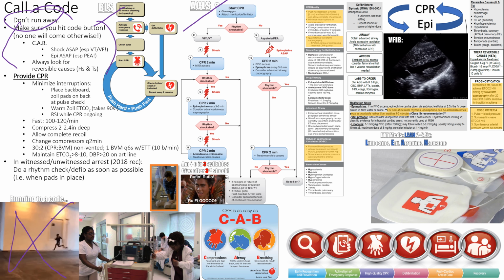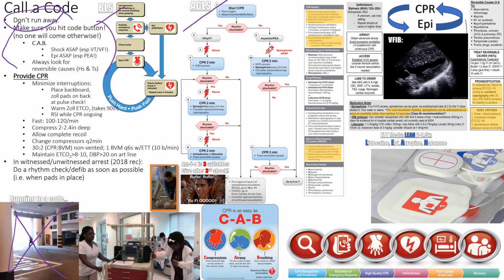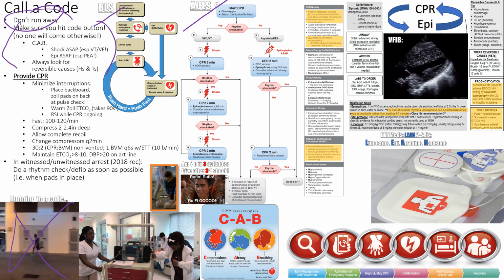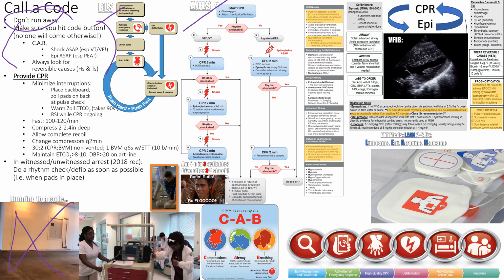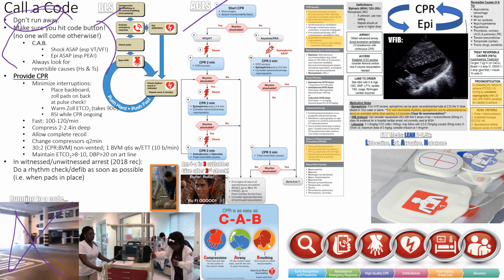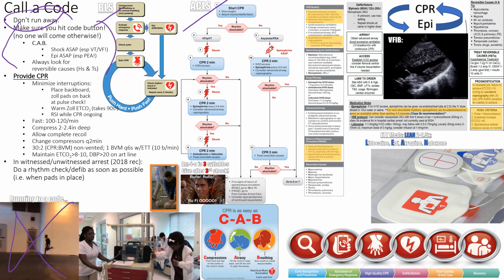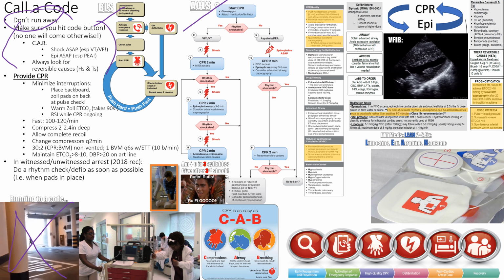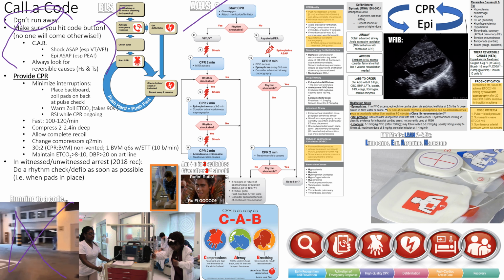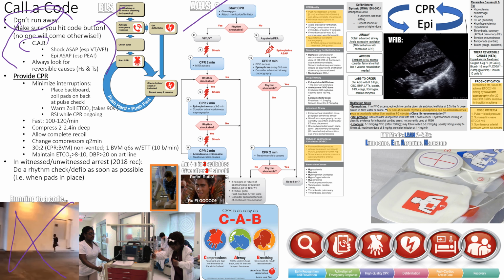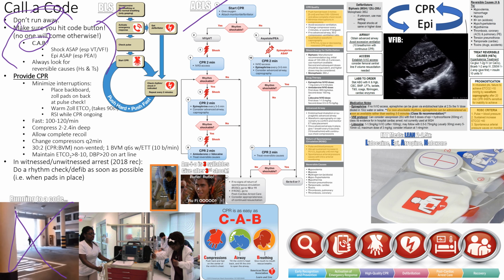So you want to hit the code button. That's the first thing to do, is to call for help. The only time you don't call for help first is in pediatrics. Pediatrics, you give them a little CPR first for 2 minutes, and then you call 911 for help. But otherwise, for all adults, you want to hit the code button first after you assess they have no pulse, right? And we're doing compressions, airway, and then breathing, right?